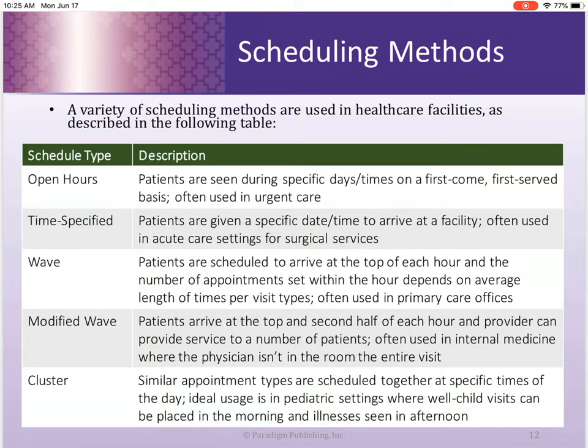All right, so getting into wave, patients are scheduled to arrive at the beginning of an hour, hence the term wave, and the number of appointments is determined by dividing the hour by the length of an average visit or procedure. The expectation is that the patient visits will average out the time usage during that hour. This type of scheduling may be used in a primary care office where a group of patients arrive at the top of the hour and then no appointments are scheduled at the bottom of the hour.